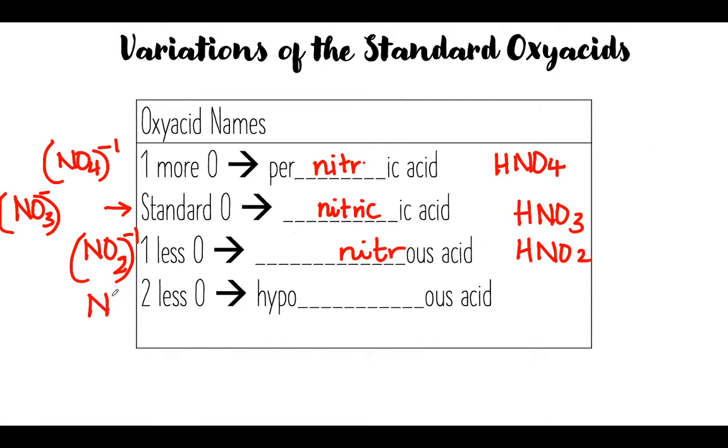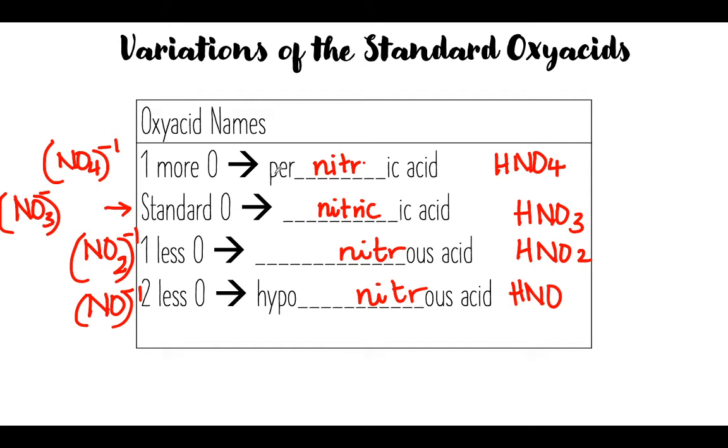And say it's 2 oxygens less, so instead of being NO3, it's just NO. It still forms an acid, HNO, and the name is hyponitrous acid. If you notice, the charge of all of these variations of this nitrate ion is still -1. However, the name is different and the formulas are different as well. The difference in the number of oxygens is what gives us a different formula.